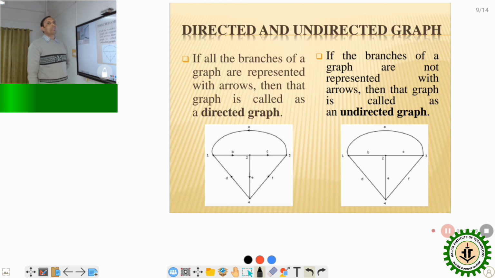So if no current flow direction is indicated by an arrow for any branches inside a graph, then that particular graph is called an undirected graph. That means the direction of current flow is not indicated. Here we can see no arrow signs are there which would indicate the current flow. So this graph is nothing but an undirected graph. So a directed graph indicates the current flow direction, an undirected graph does not indicate the current flow direction.